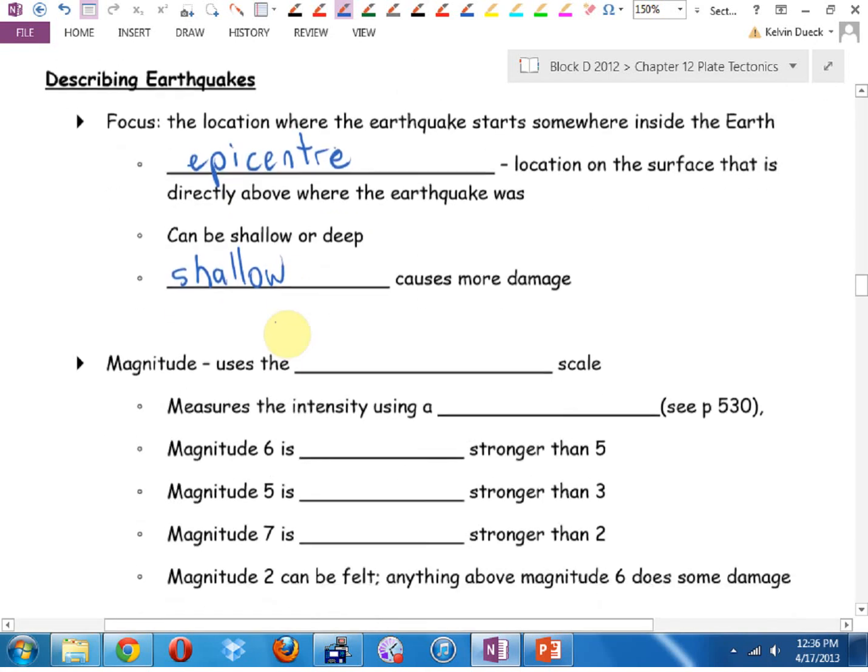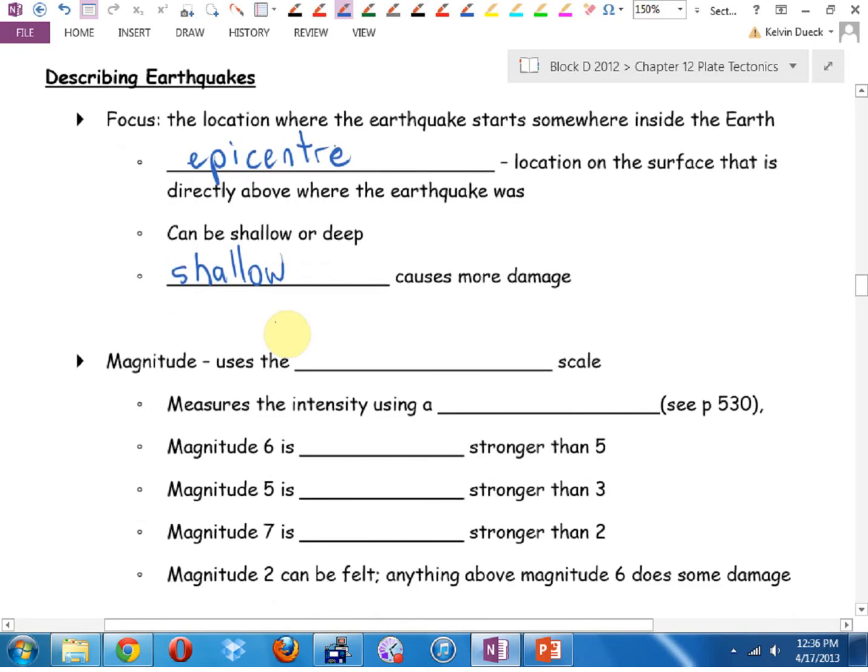How do we measure the magnitude of earthquakes? What scale do we use? You guys have heard this term before? No. The Richter scale, named after a scientist whose last name was Richter. But people don't have a good understanding of the Richter scale. The Richter scale is kind of weird. First of all, it measures the intensity using what's called a seismometer, a seismograph that measures the vibrations in the earth.